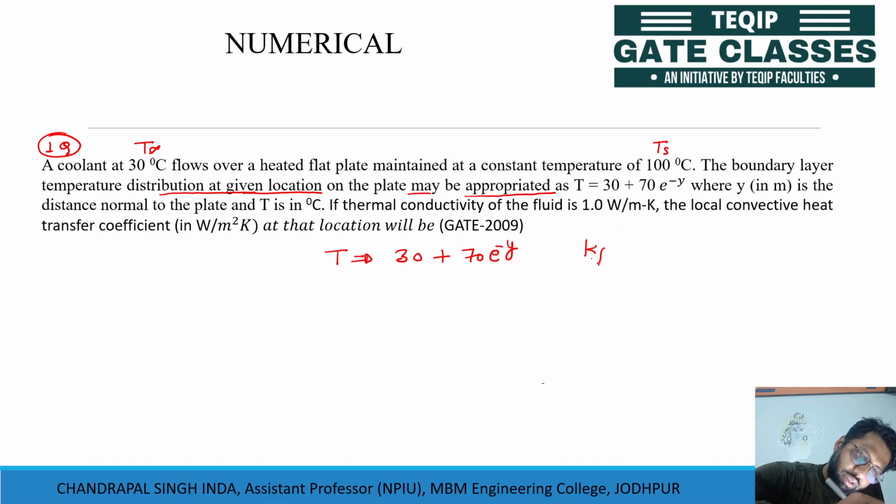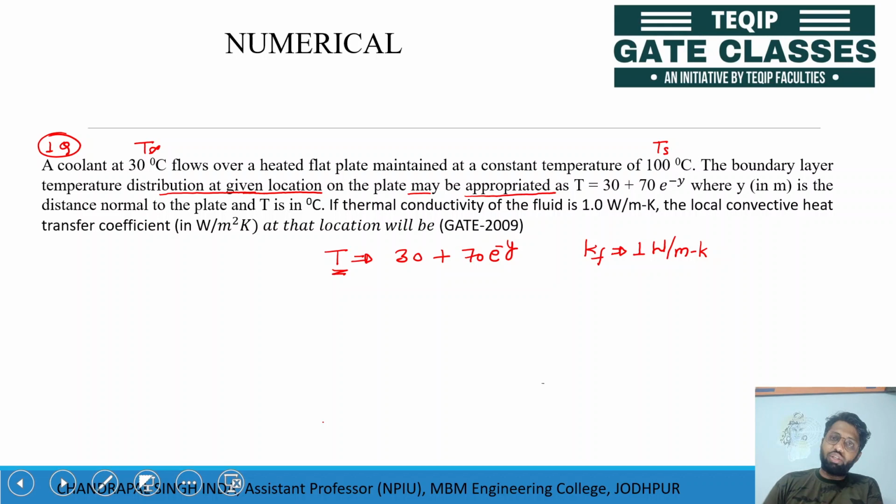Next, the thermal conductivity of the fluid, K of fluid, is 1 watt per meter Kelvin, and we have to find H, the local convective heat transfer coefficient at the location. So let's find whose temperature profile this is. The boundary layer temperature distribution at the given location: the boundary layer is formed by the fluid, so this temperature profile is related to the fluid.